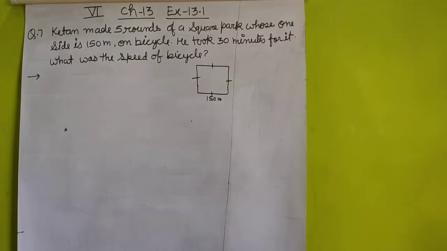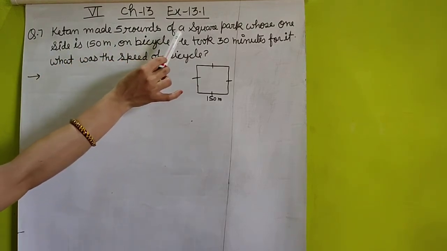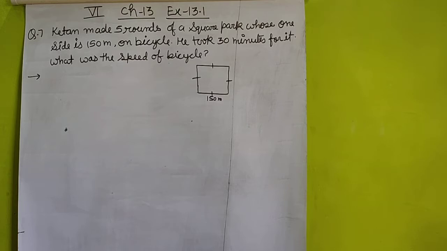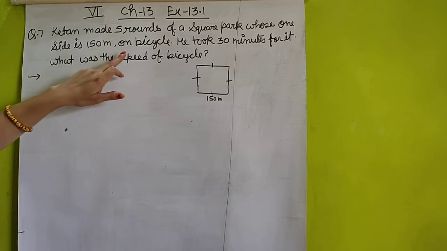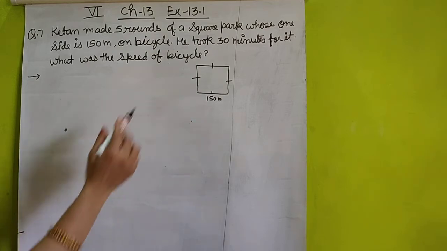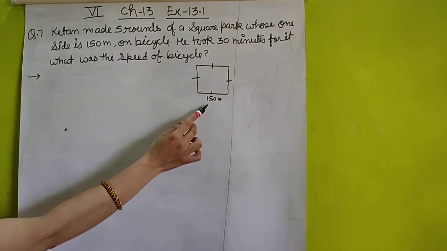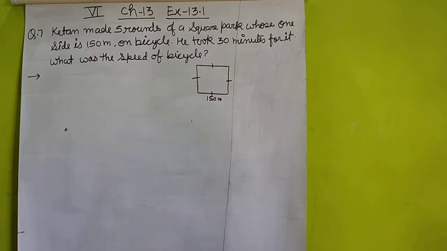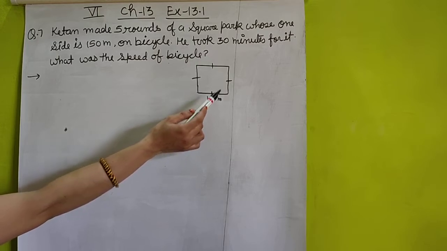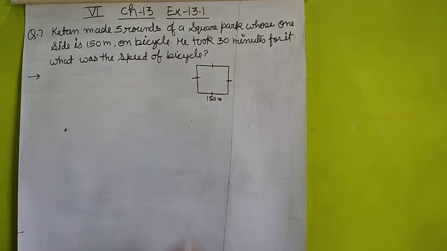Now after question number 6, I am taking question number 7. That is, Ketan made 5 rounds of a square park whose one side is 150 meter on a bicycle. Here Ketan made 5 rounds on a bicycle of a square park. Suppose this is a square park and one side is 150 meter, and you know, in a square all the sides are equal. So if one side is 150 meter, it means all sides are equal, all are 150 meter.